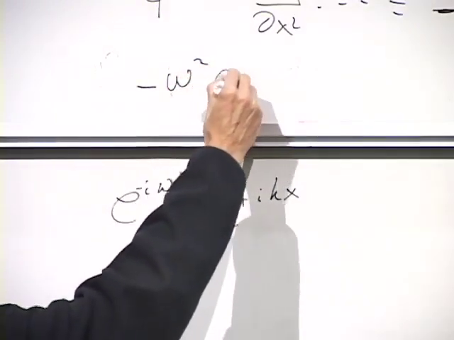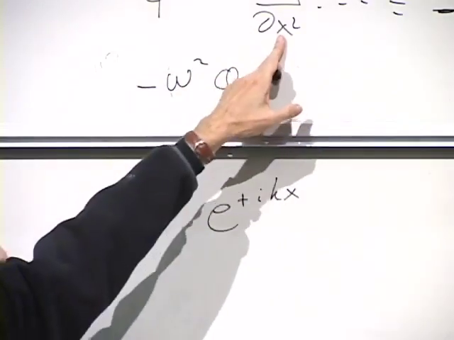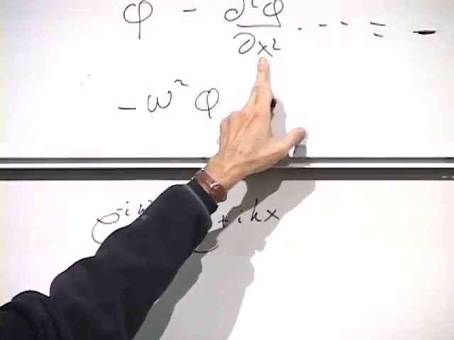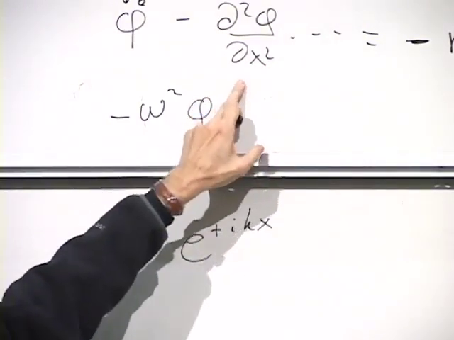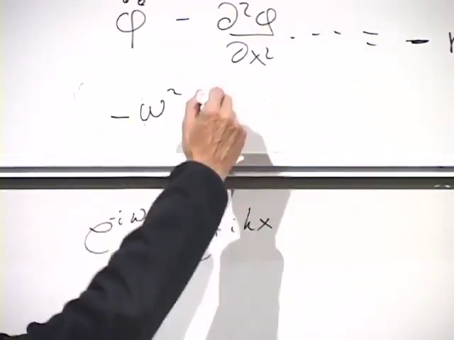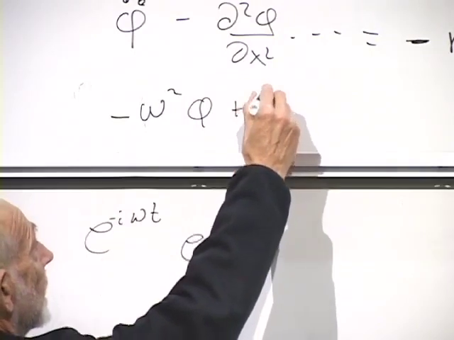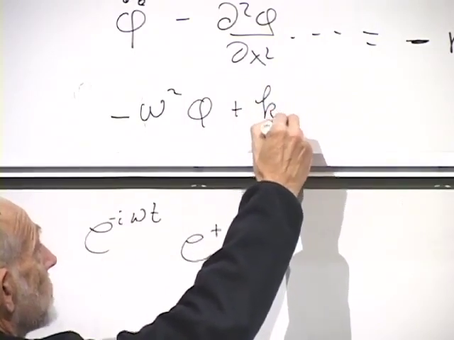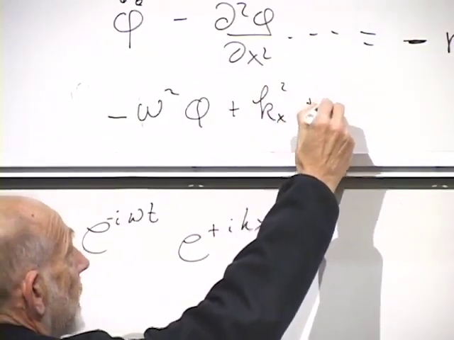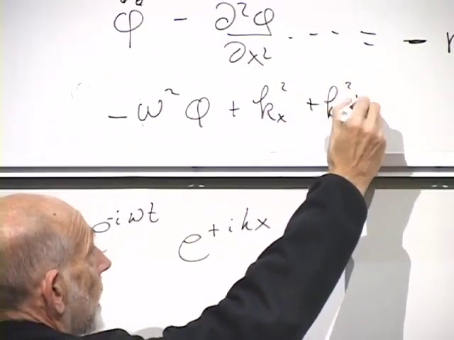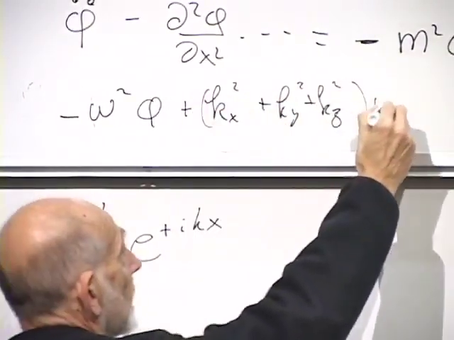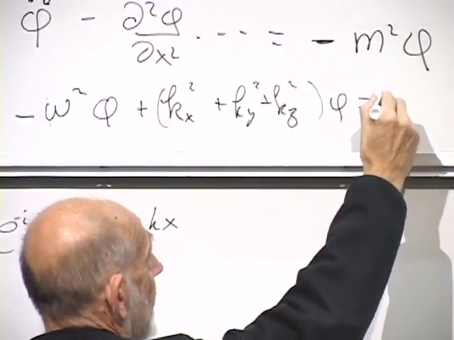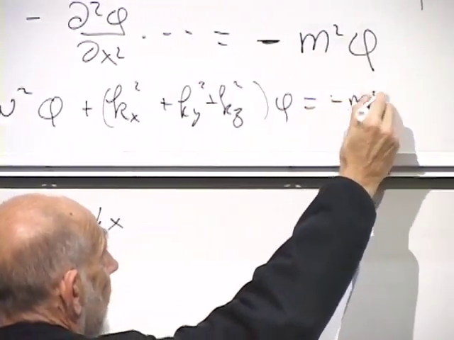What happens if I differentiate with respect to x twice? It gives me two factors of k sub x. So this will give me plus k sub x squared phi plus k sub y squared plus k sub z squared, all times phi. And on the right-hand side, we have minus m squared phi.